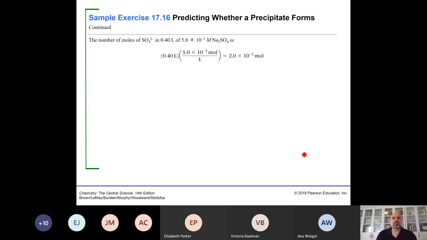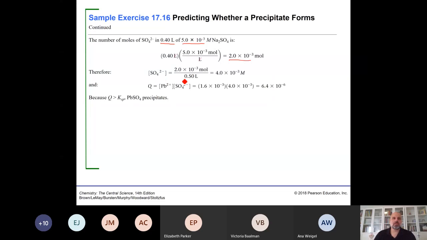Now the number of moles of sulfate in the 0.4 liters. We were given a 0.4 liter solution of 5.0 times 10 to the minus 3 molar sodium sulfate. So we have 2.0 times 10 to the minus 3 moles of sulfate ion. Just like we did for the lead, we calculate the new concentration based on the new volume after we mix the two solutions together, which is 4.0 times 10 to the minus 3.